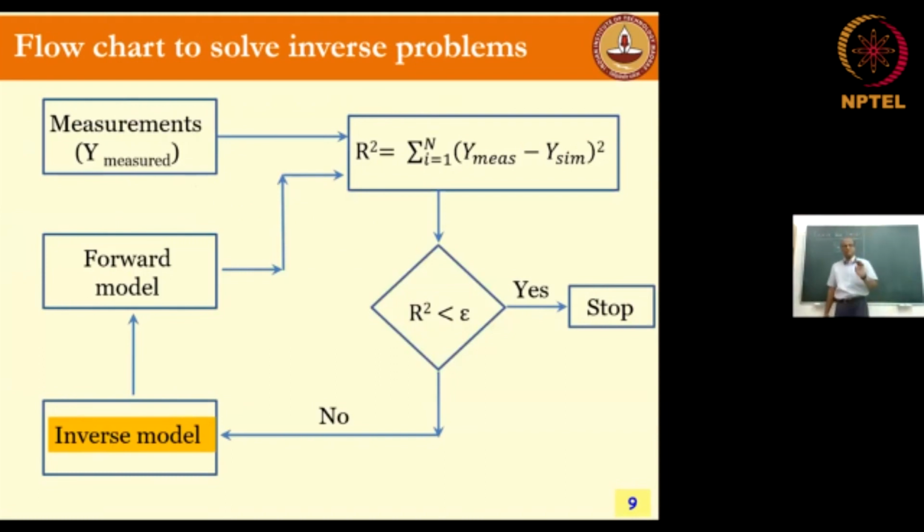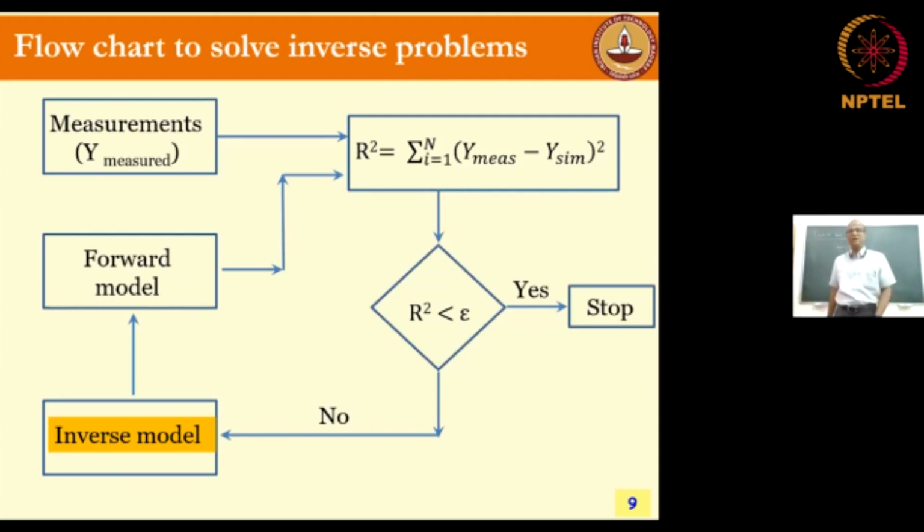Okay, the flow chart is simple. At the northwest corner of the slide, there is a certain set of measurements. Then there is a forward model. You give the causes, and it produces the effect. The effect is usually temperature or heat flux. Compare the measurement and the model. R square minimization is one such approach. Instead of R square minimization, you can also have e to the power of minus something, to generate a probability. That's what we do in Bayesian. Simple least square estimation asks if the R square is less than your epsilon. If yes, please stop the whole work. If no, go to an inverse model.